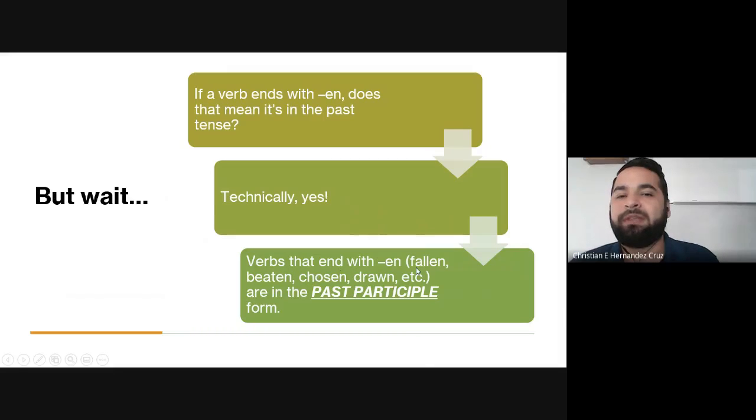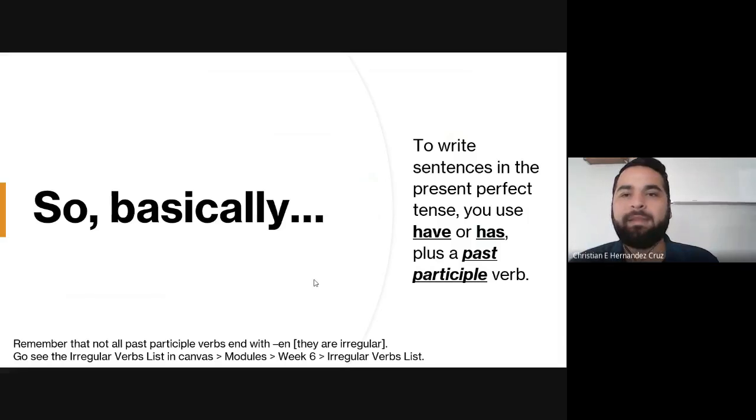So verbs that end with n, such as fallen, beaten, chosen, drawn, etc., are in the past participle form. Basically, to write sentences in the present perfect tense, you use have or has plus a past participle verb. And there's a little hint down here. Remember that not all past participle verbs end with n, so they are irregular. To see that irregular list, go to Canvas modules week 6.